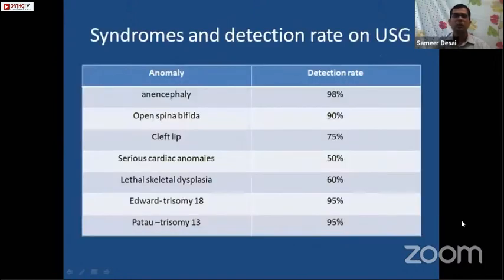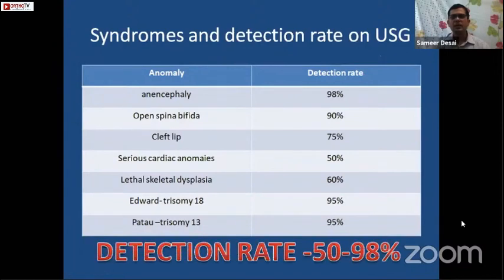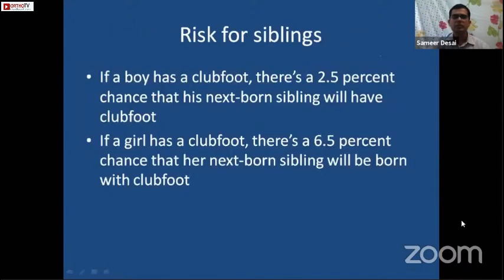So now let us look at the syndromes and the detection rate on ultrasound. You can see that the detection rate varies right from 50% to 98%. The easiest to diagnose are trisomy 18 and 13 because they have a lot of signs.